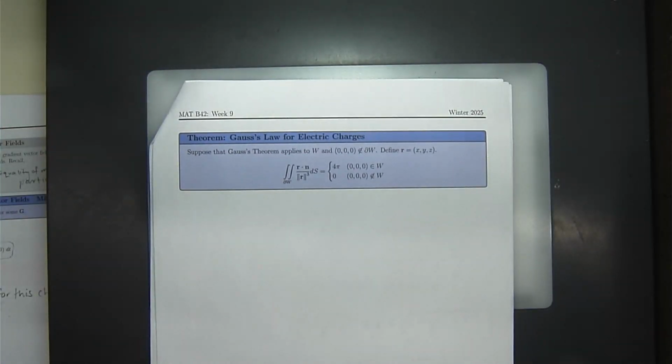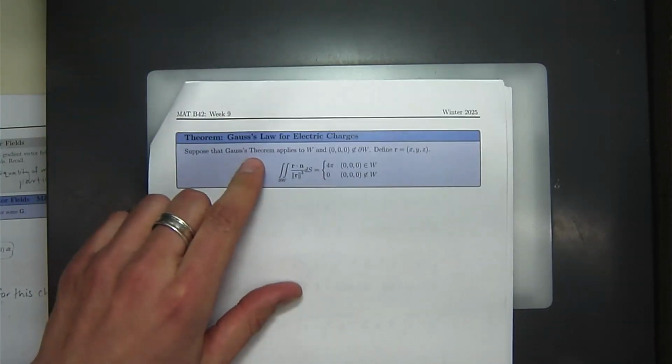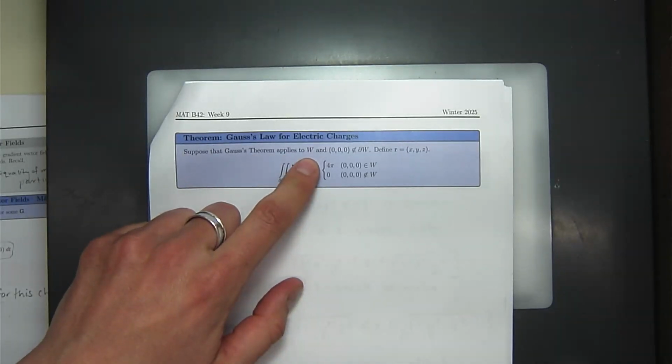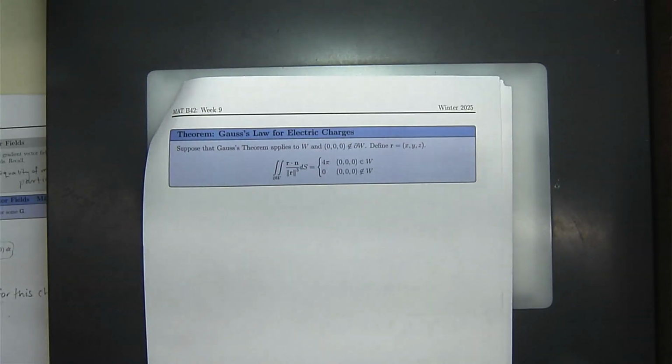Our textbook frames it in terms of electromagnetism. For us, it's just going to be a nice calculation or a nice topological thing. So what do we say? We say, suppose that Gauss's theorem applies to a body W, and that the origin is not in the boundary of W. We then consider this radial vector field, and we get the following very nice fact.